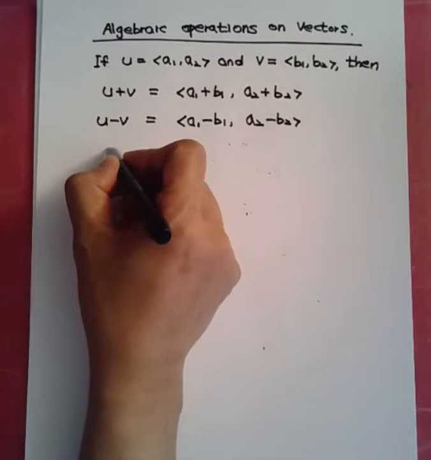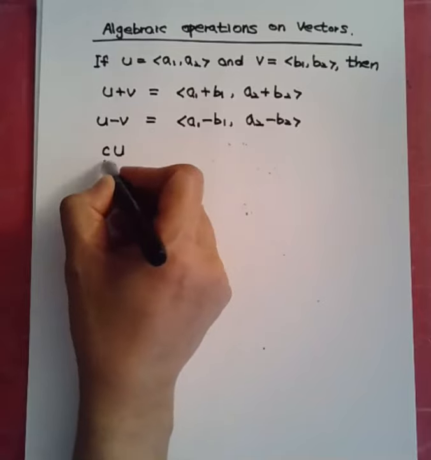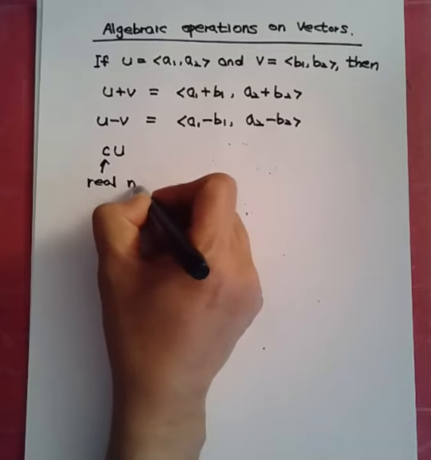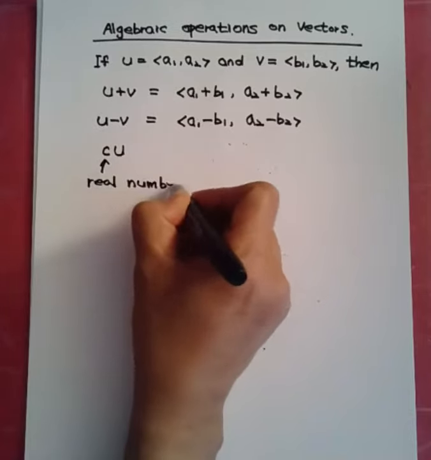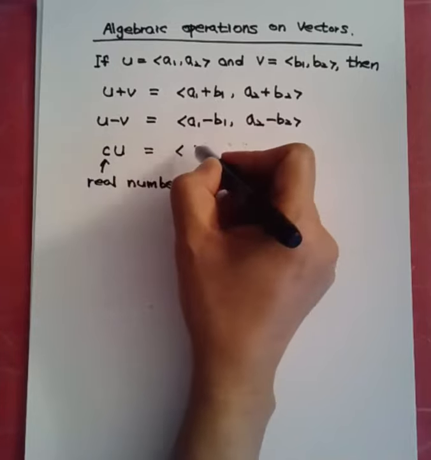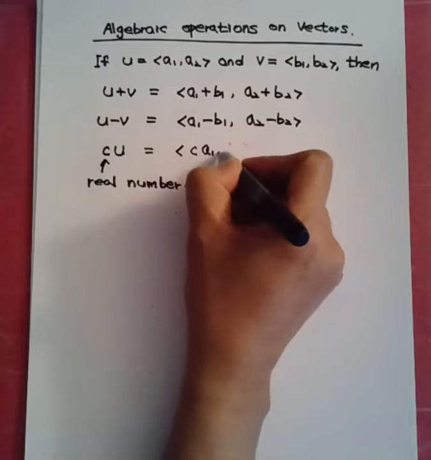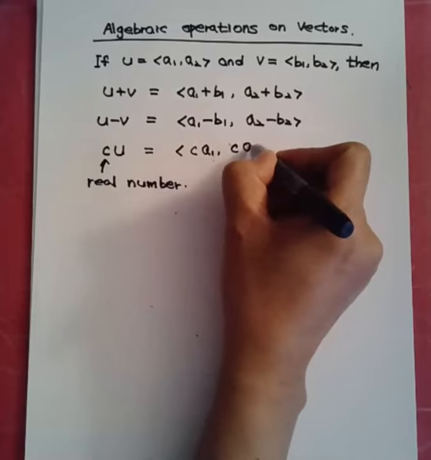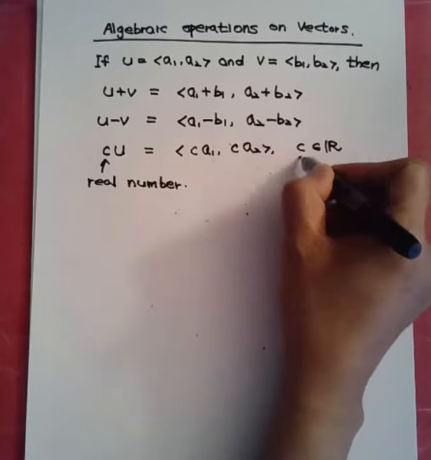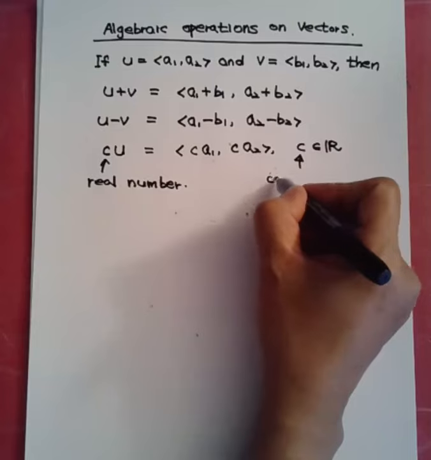We can also multiply a real number by the vector. Here c is a real number. Then we multiply c to the horizontal and vertical components: c times a1 and c times a2. We already know that c is called a scalar.